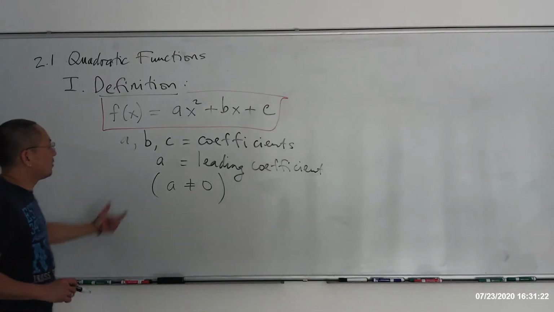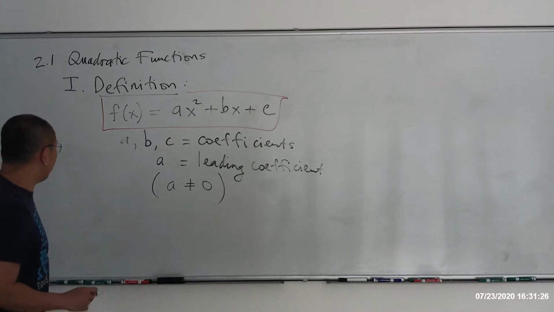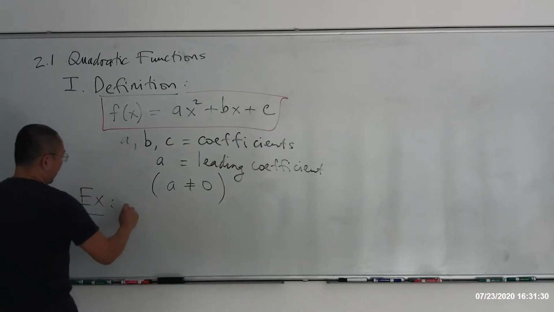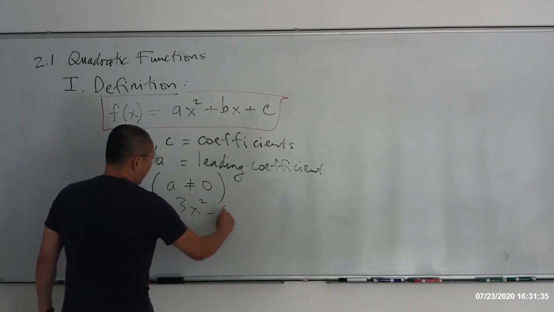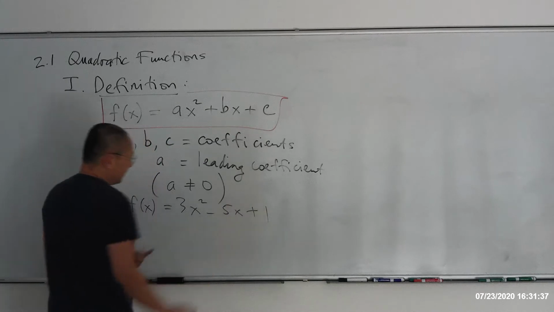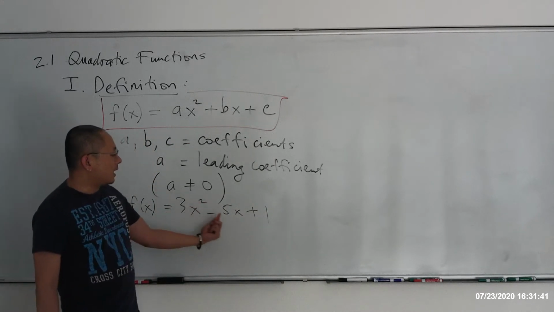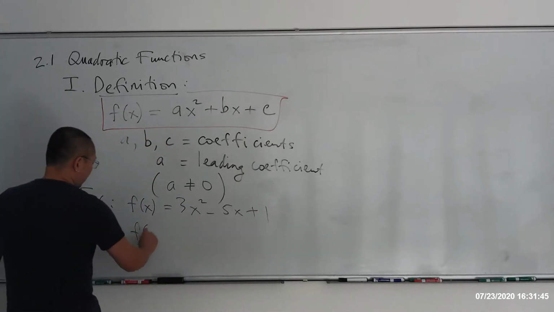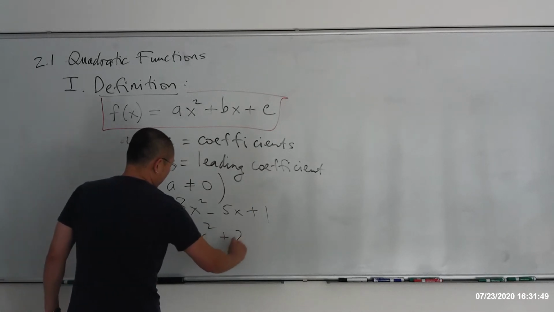And by the way, this is a review, so I hope that you're all familiar with this. Let me give you some examples. Say I have f(x) equals 3x squared minus 5x plus 1. This is a quadratic function where a is 3, b is negative 5, and c is 1. Or how about another one? f(x) is equal to negative x squared plus 2.